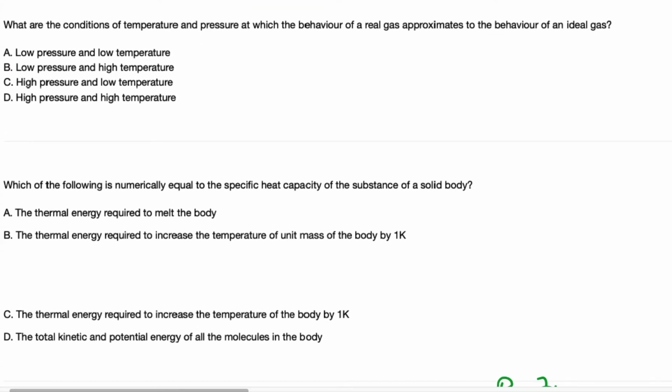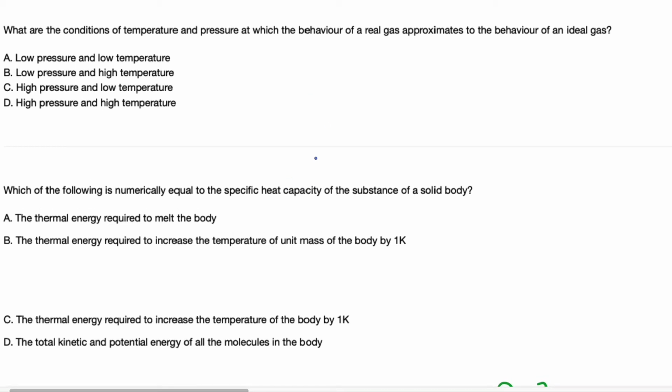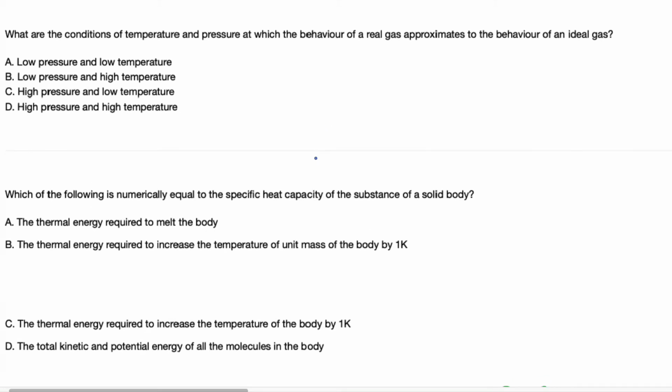What are the conditions of the temperature and pressure at which the behavior of real gas approximates to the behavior of ideal gas? So when you want to approximate real gas into ideal gas, there are two possibilities. The first one is low pressure and high temperature.